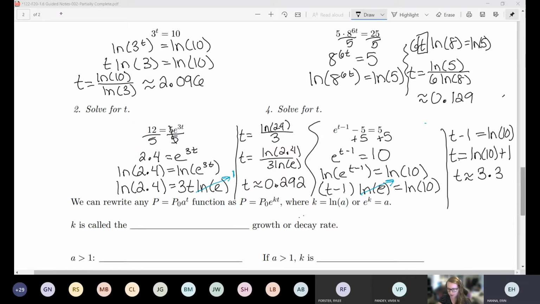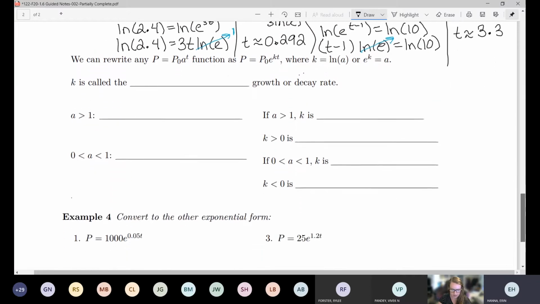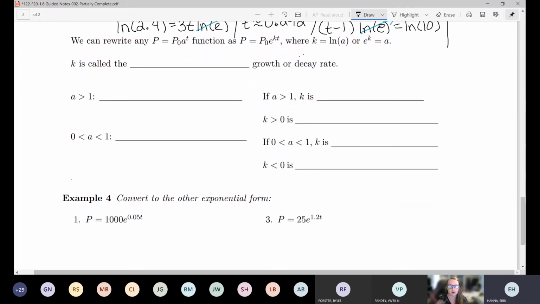All right. Well, then the last little bit we have to talk about in 1.6 is this last piece here. So far we've been writing all of our exponential equations as this P naught a to the t. But there's actually another form we can use as well. It is used in slightly different contexts, but you can also find equivalent forms. So there's this other form that we're going to start using, which is A e to the kt.